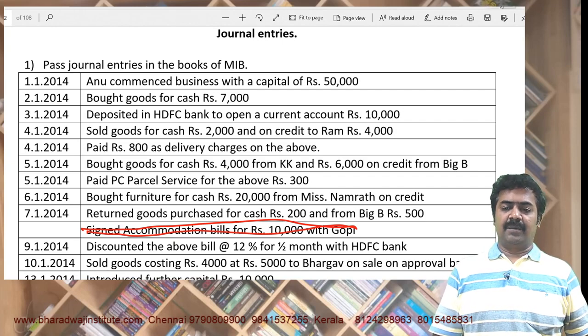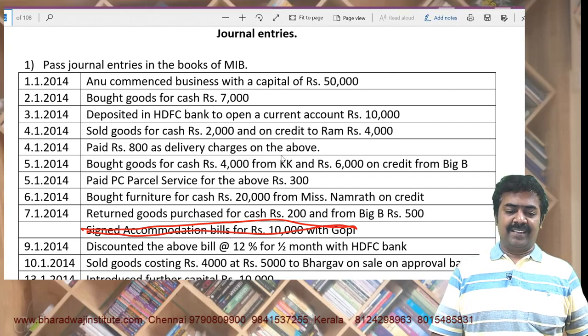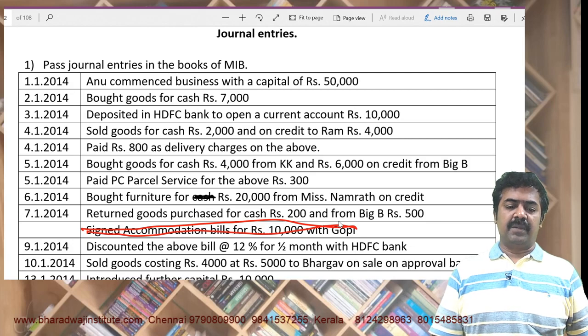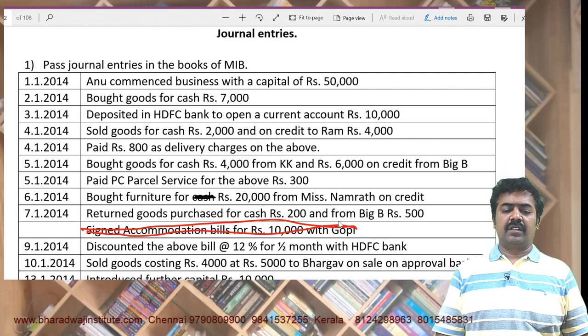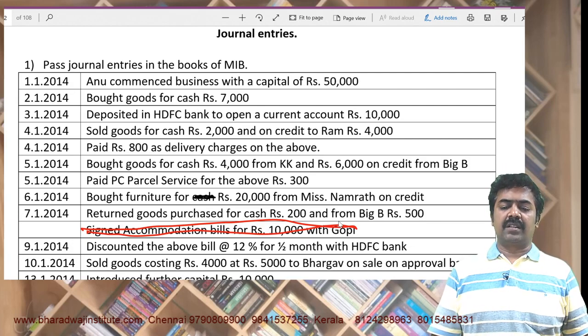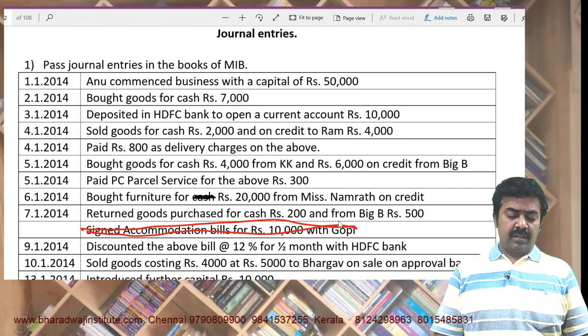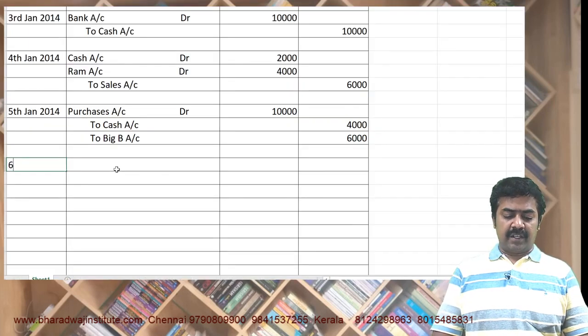Sixth one, bought furniture for cash. Here there is a mistake I made while typing. This is bought furniture for 20,000 from Namrat on credit. Please make a change in the material. Bought furniture for 20,000 from Namrat on credit. We are not purchasing goods, we are purchasing furniture.